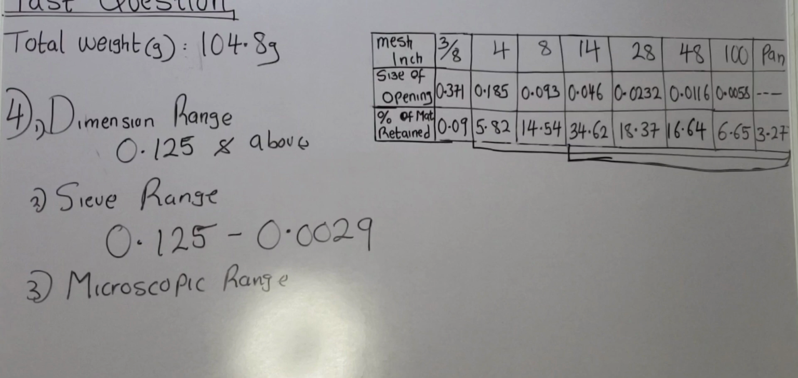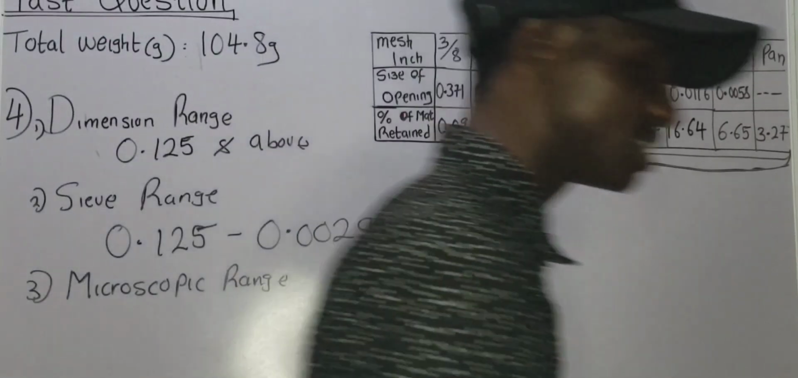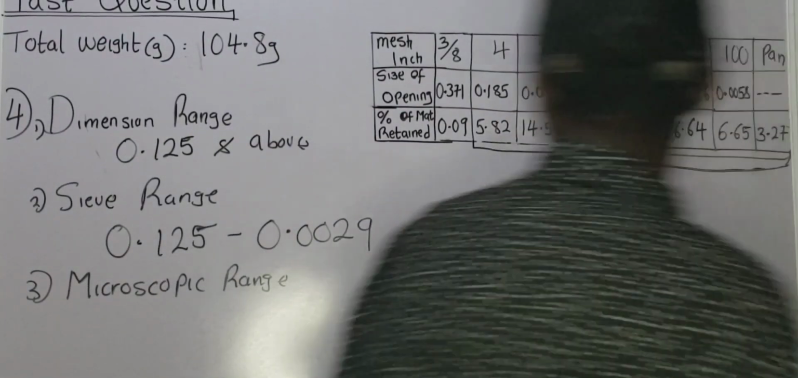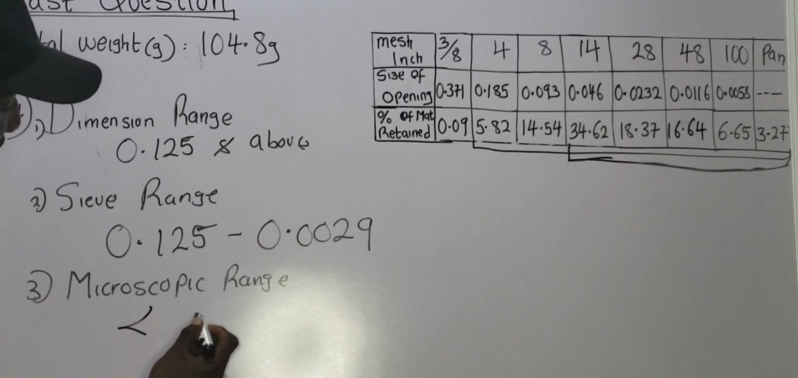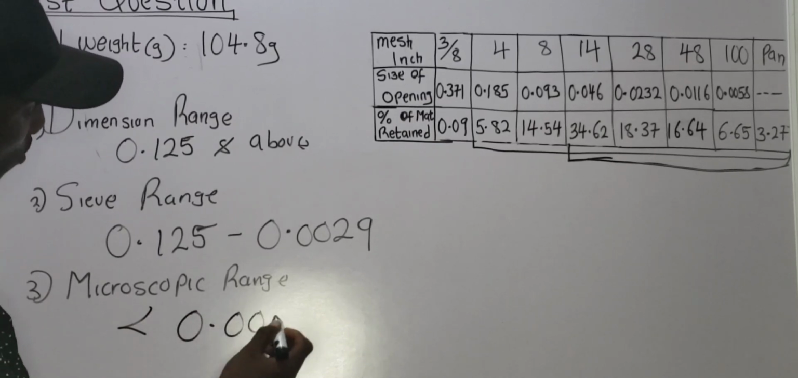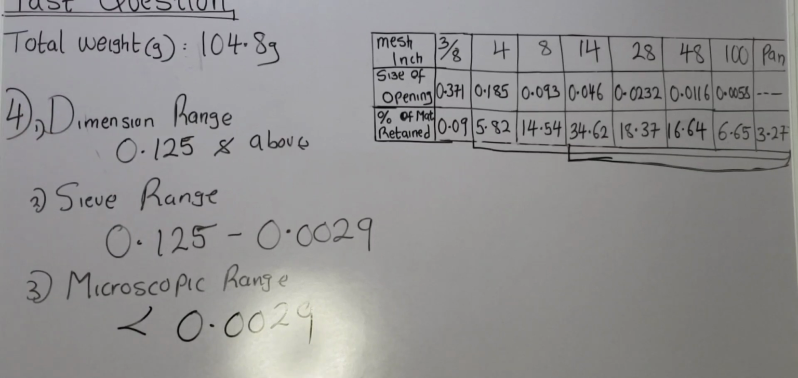The class of materials, the sizes of materials in this class, are less than, let me just put it like that, they are less than 0.0029. You understand? So these are the classes of reduced materials that we have based on sizes. Okay, now let's talk about question number 4.